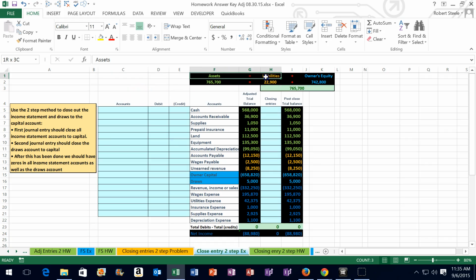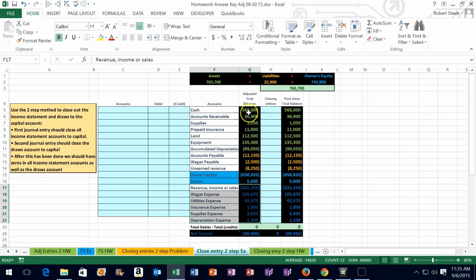We've got the accounting equation up top, assets equal liabilities plus owner's equity. We've got the trial balance down below. We're going to have our adjusted trial balance, the closing entries, and the post-closing trial balance. The trial balance consists of assets on top, represented in green up here, then the liabilities in orange, then the equity accounts being capital and draws, then revenue and expenses below that.